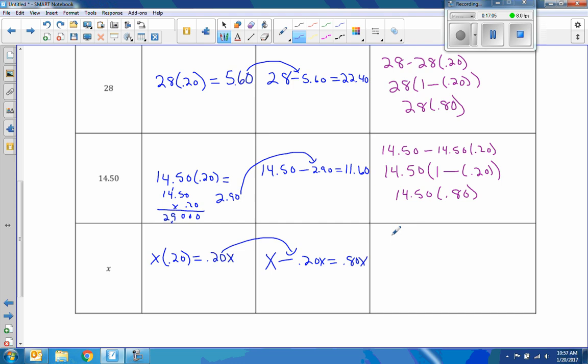Okay, and then finally we have the original price minus the original price times 0.20. Factor out an x. X divided by x is 1. X divided by x is 1 times 0.20, which is just 0.20. 1 minus 0.20 is 0.80. And now finish this table. Getting a little bit of practice of distribution.